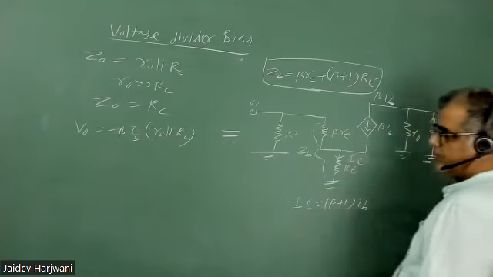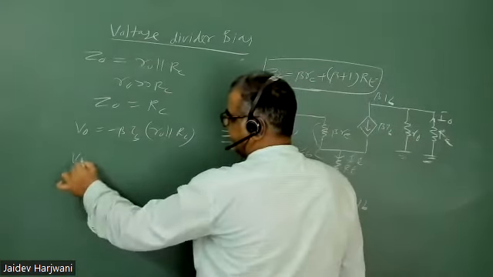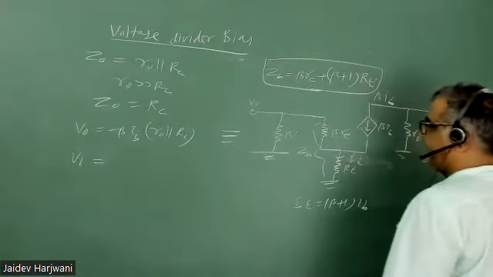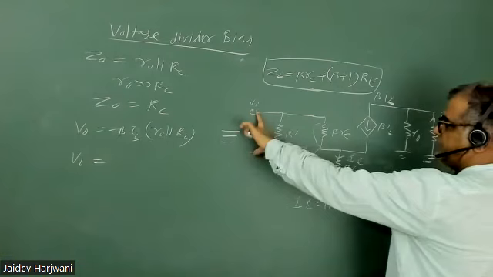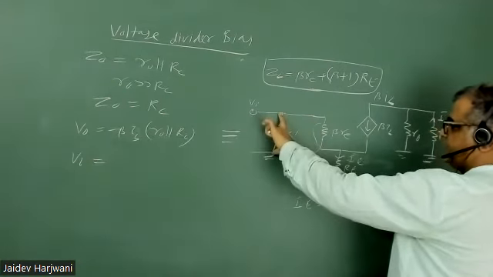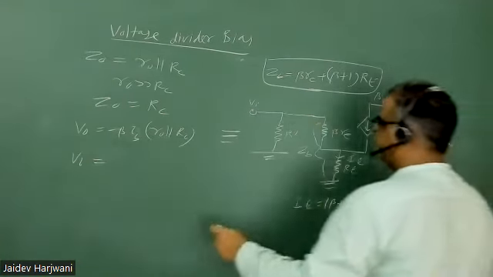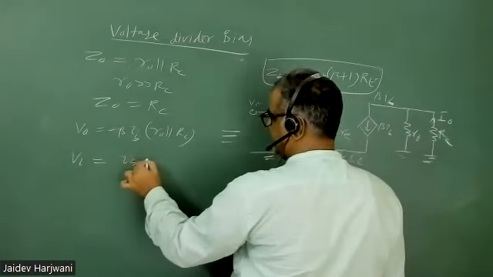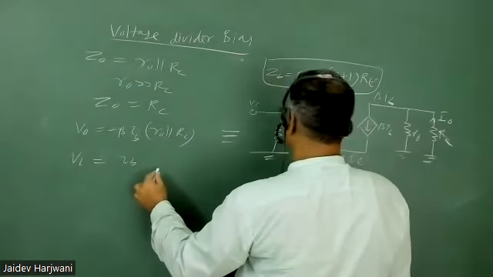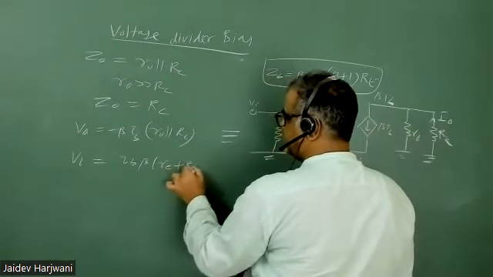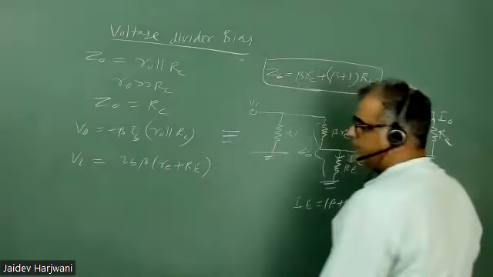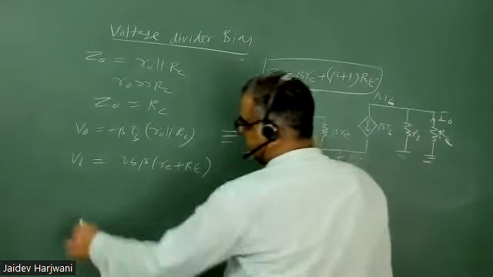And now V input changes this time. V input will be what? V input will be now IB. Now this is V input. This whole is the same. This voltage equals this voltage. So, IB into beta RE, I am taking this combination, so IB into beta RE plus RE. Okay. So now calculate AV.